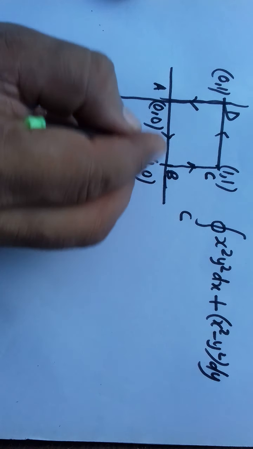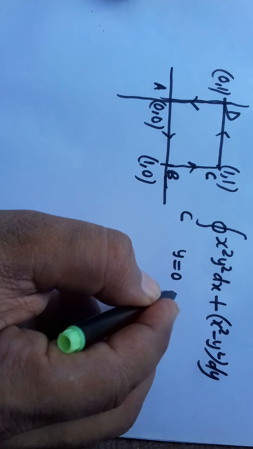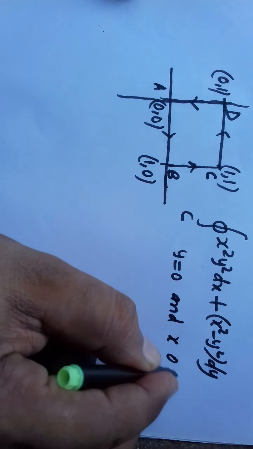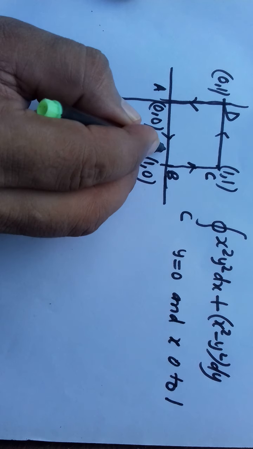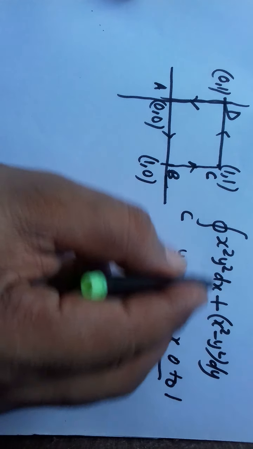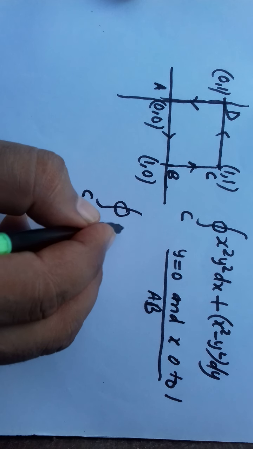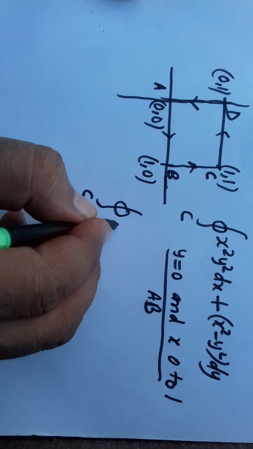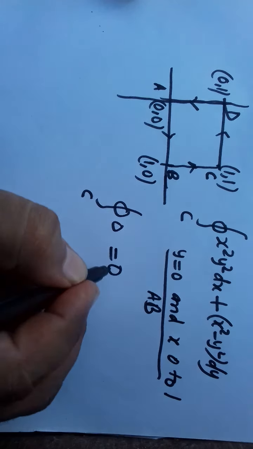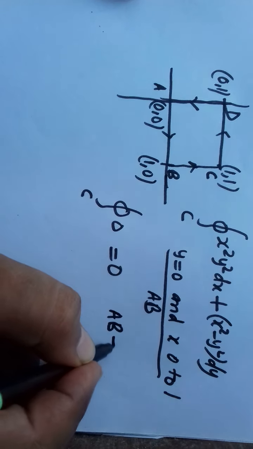Along AB, you see y is 0 and x goes from 0 to 1. Putting y equal to 0, this gives us 0. So along AB, it is 0.